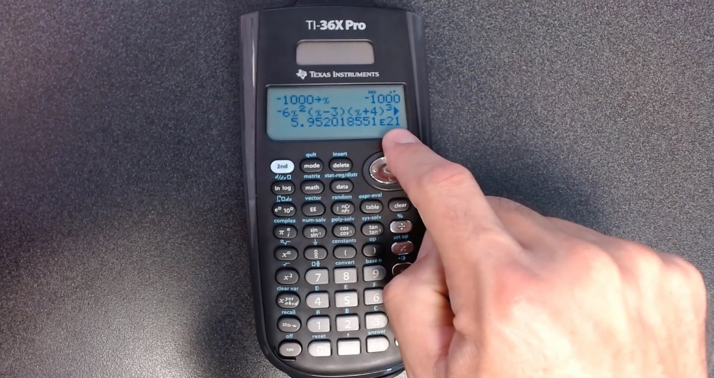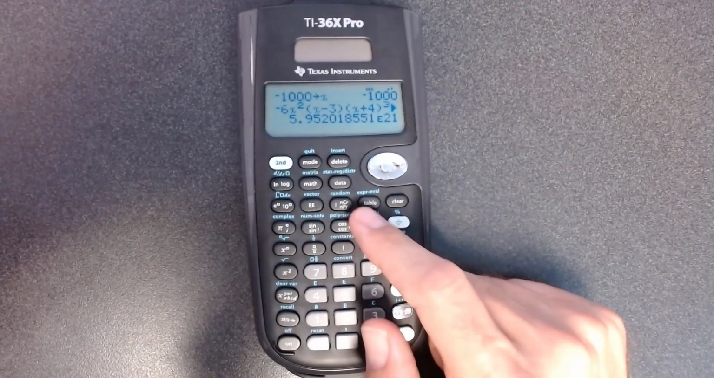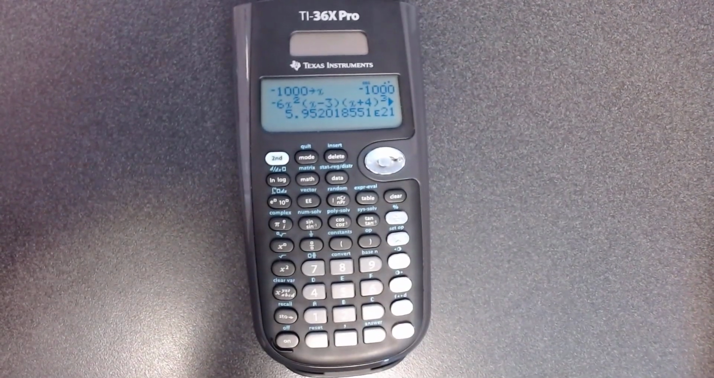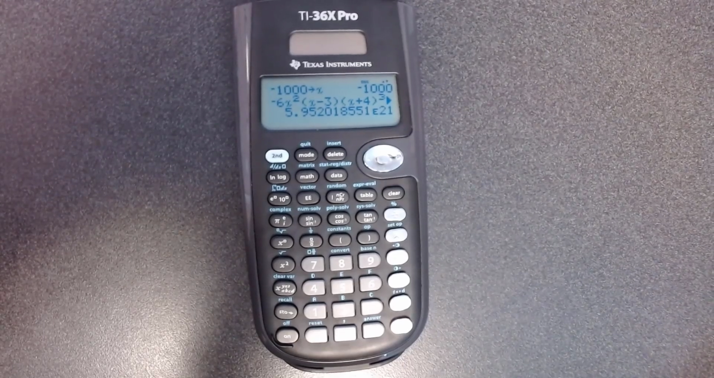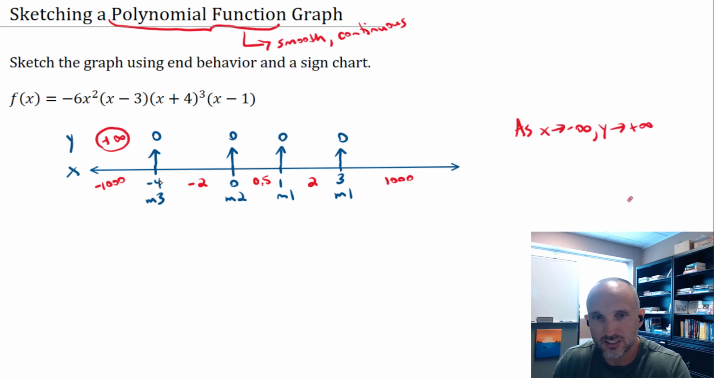That means times 10 to the 21st power. This is a huge positive number. So that means that my function approaches positive infinity in this region of my number line chart. So we'll mark in this region where x is negative 1,000 or getting really big in the negative direction, the y approaches positive infinity. So that's our end behavior, our left end behavior. As x approaches negative infinity, y approaches positive infinity. Now let's actually look at the right end behavior here.